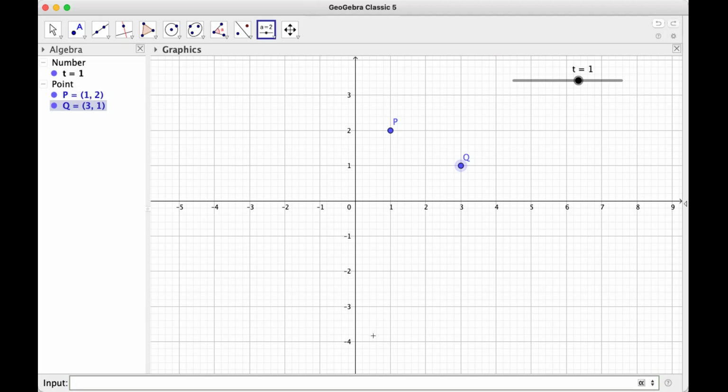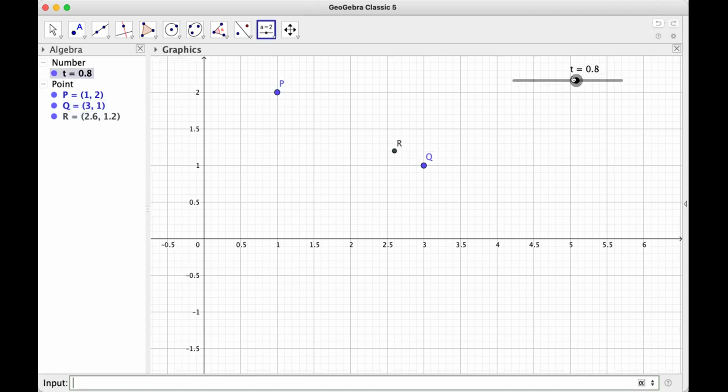In this animation, I'm going to use t instead of lambda. So let me put r being (1 plus 2t, 2 minus t). Okay. And so you see here, as I change the value for t, the point R is moving between P and Q. If I choose numbers larger than 1, then I continue on that line, and if I choose values less than 0, then I go in the other direction.